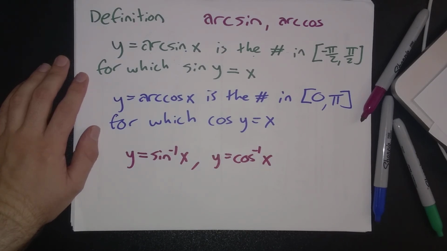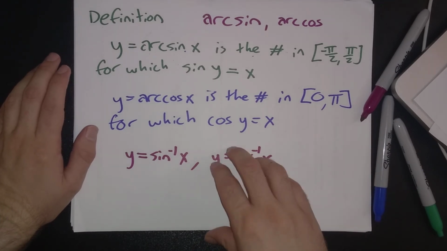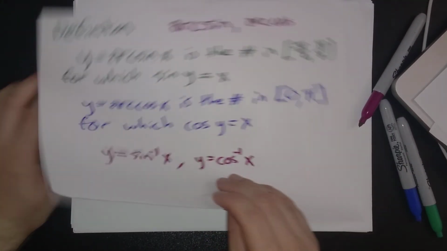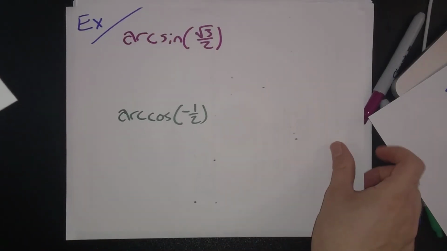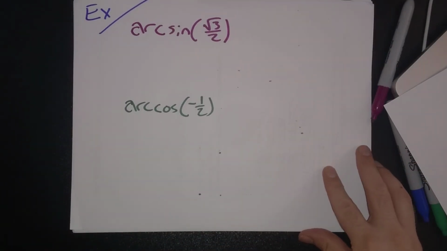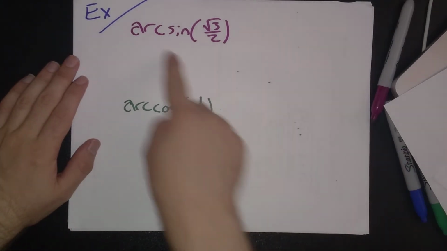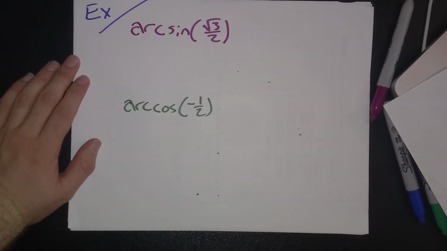In the next video, we'll talk about the other inverse trigonometric functions. They work in just the same way. So now let me bring back the slide that was out of order here. So just a couple of quick examples here. So arcsine of root 3 over 2.